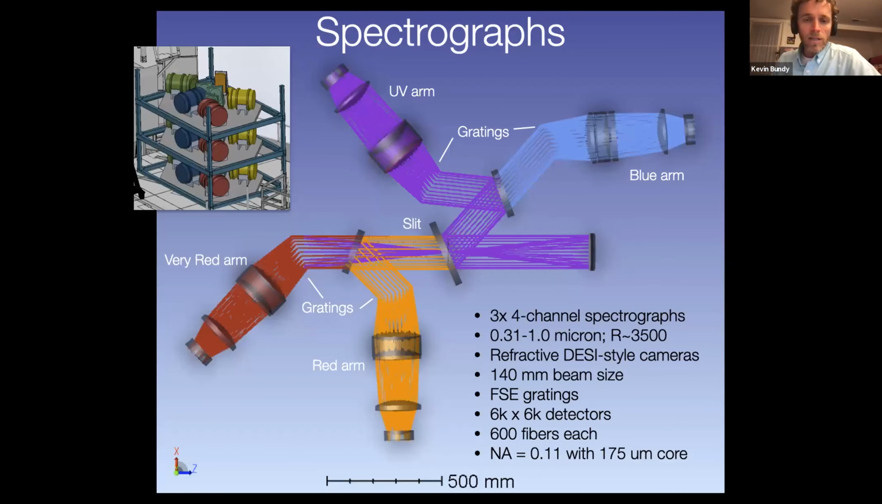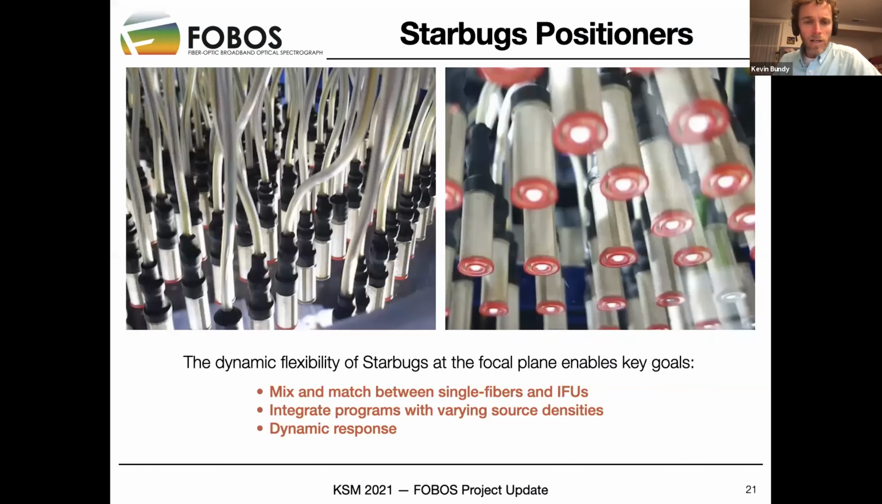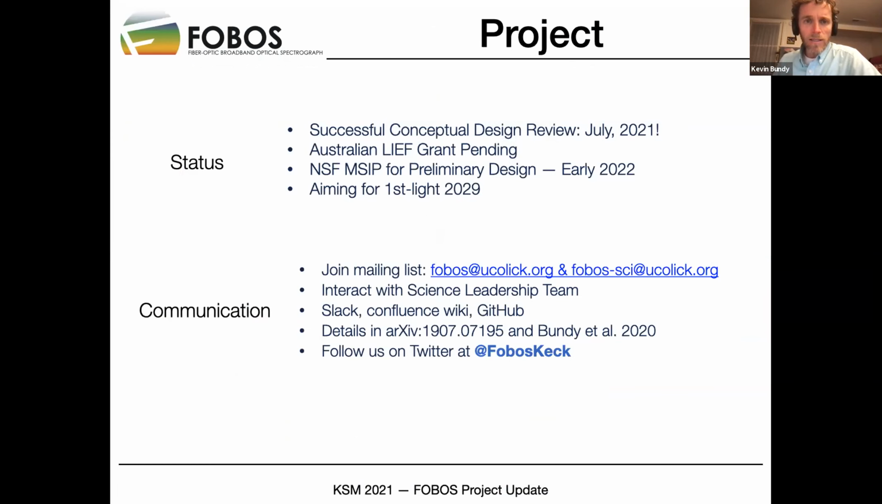I think I'll skip this just to mention the spectrographs have 4 channels, and they're really inspired by the DESI design, not quite the same, but very much using heritage from DESI and some new technology as well, these FSE gratings, which give us some excellent throughput. We've talked a lot about the starbugs, so I'll skip that.